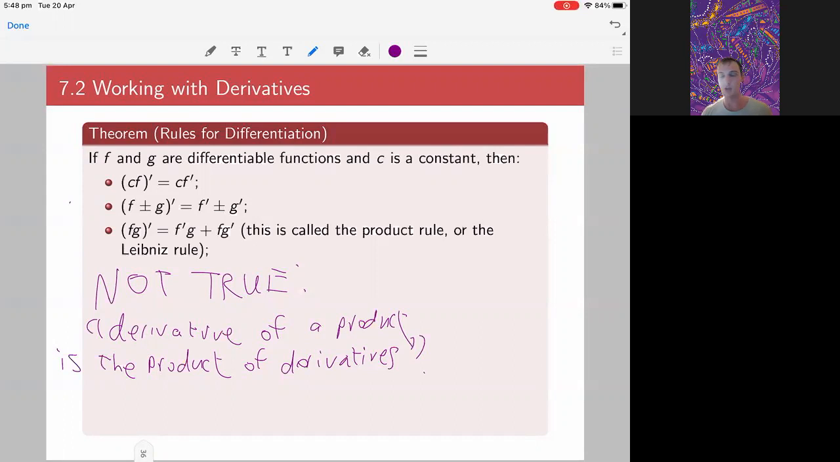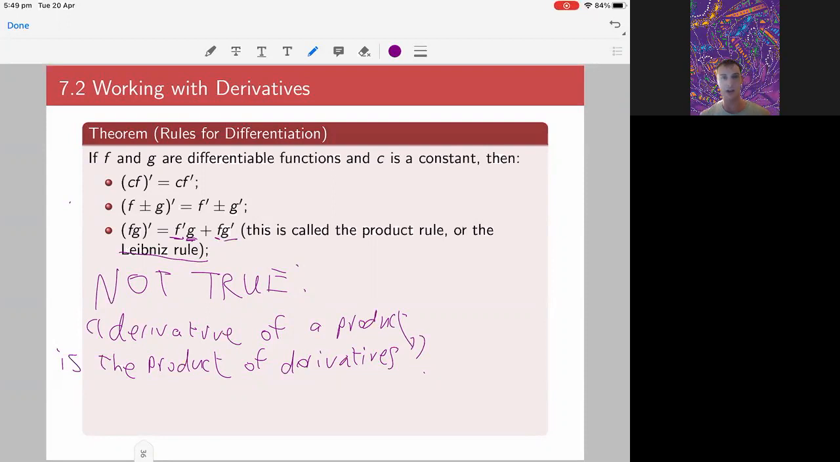Instead, because the rule for the derivative of a product is so tricky, it's actually given its own name. It's called the Leibniz rule for derivatives. And what it's saying is as follows. If you take a product and take its derivative, then that's the same as the derivative of the first function times just the second one, plus the first function times the derivative of the second.